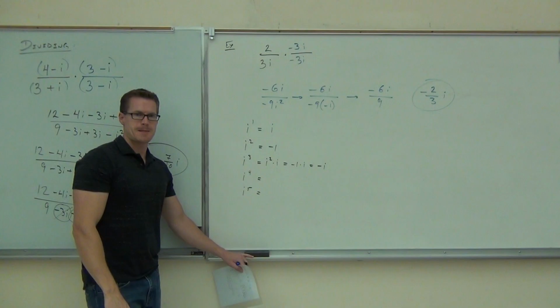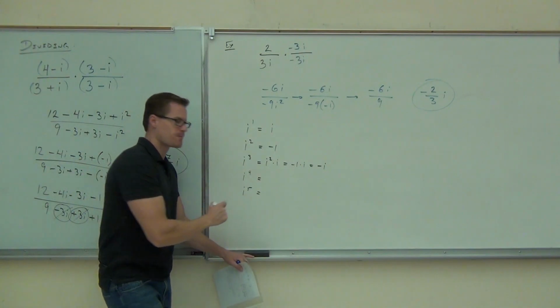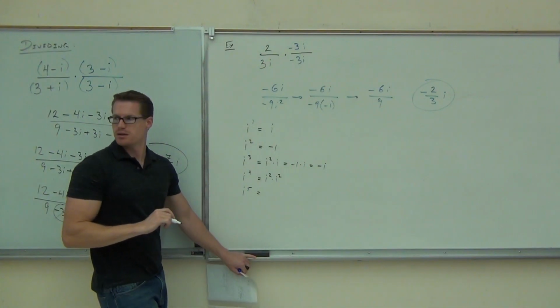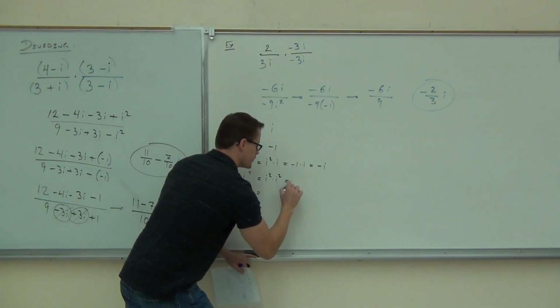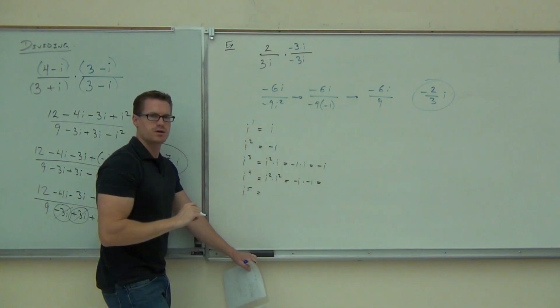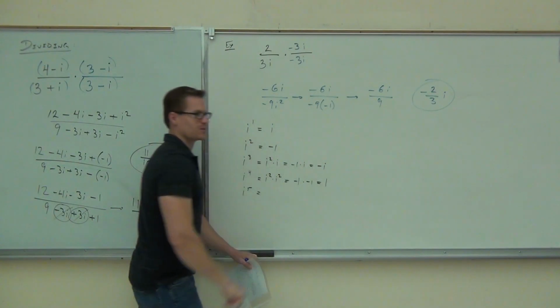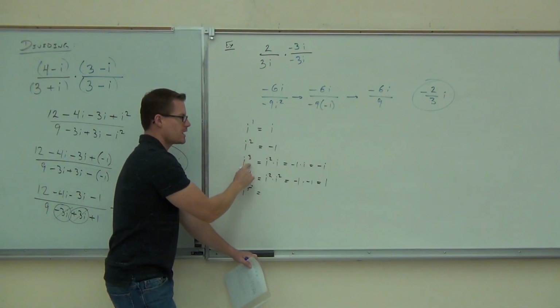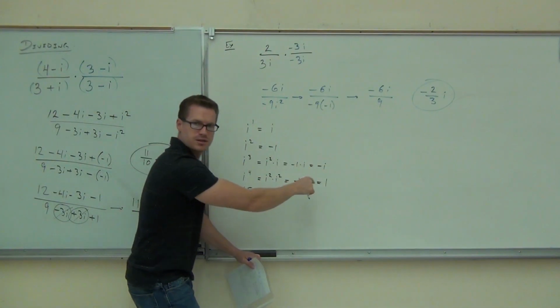You follow? Check out i to the fourth. i to the fourth is i squared times i squared. Is it not? How much is i squared, folks? No, i squared's not i. i squared's negative 1. This is negative 1 times negative 1. How much is negative 1 times negative 1? Weird. i is i. i squared is negative 1. i to the cubed is negative i. i to the fourth is 1.